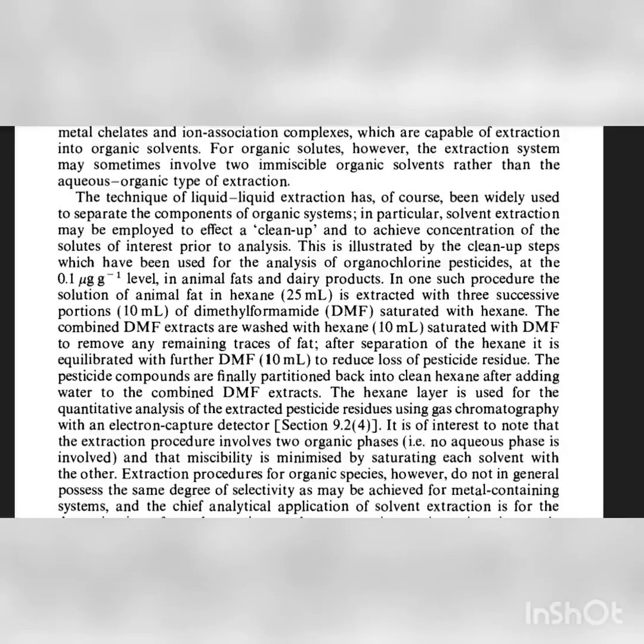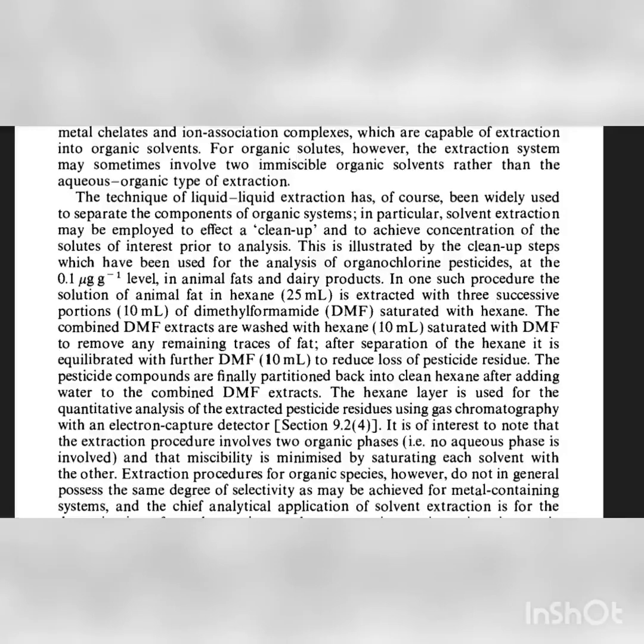This is illustrated by the cleanup steps which have been used for the analysis of organochlorine pesticides at the 0.1 μg level in animal fats and dairy products. In one such procedure, the solution of animal fat in hexane is extracted with three successive portions of dimethyl formamide saturated with hexane.